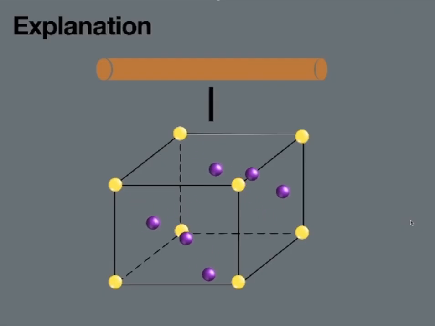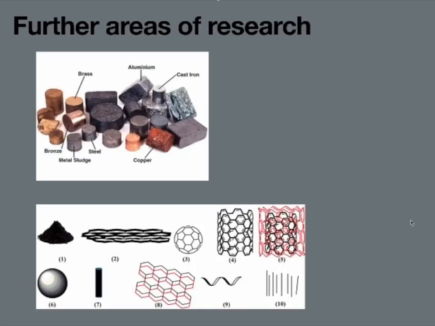This brings us to our further areas of research, where the independent variable could be changed to the alloy ratio and the different types of materials like the different types of carbon.